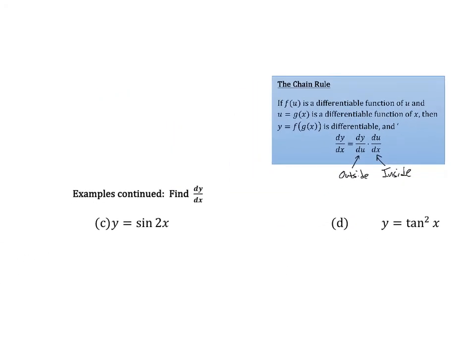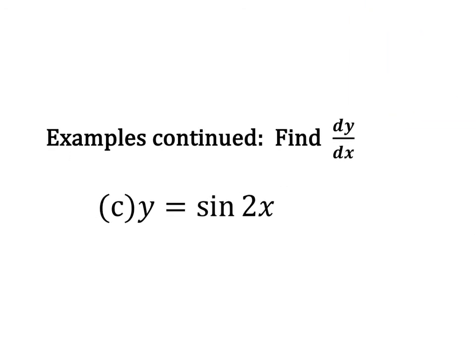That's the key. So let's start here with the sine of 2x. Well, we have an outside and an inside. Sometimes parentheses here will help. So this is the inside, or the u, which is the inside. So we can say that if u is 2x, then the derivative of u with respect to x is 2.